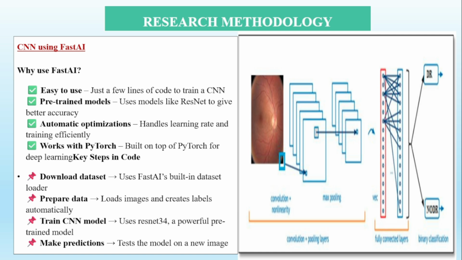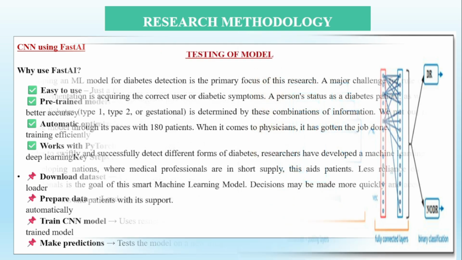Key steps in code. Download dataset: use the fast AI built-in dataset loader. Prepare data: load images and create labels automatically. Train the CNN model: uses ResNet 34, a powerful pre-trained model. Then make predictions: test the model on a new image. This image is also shown here.